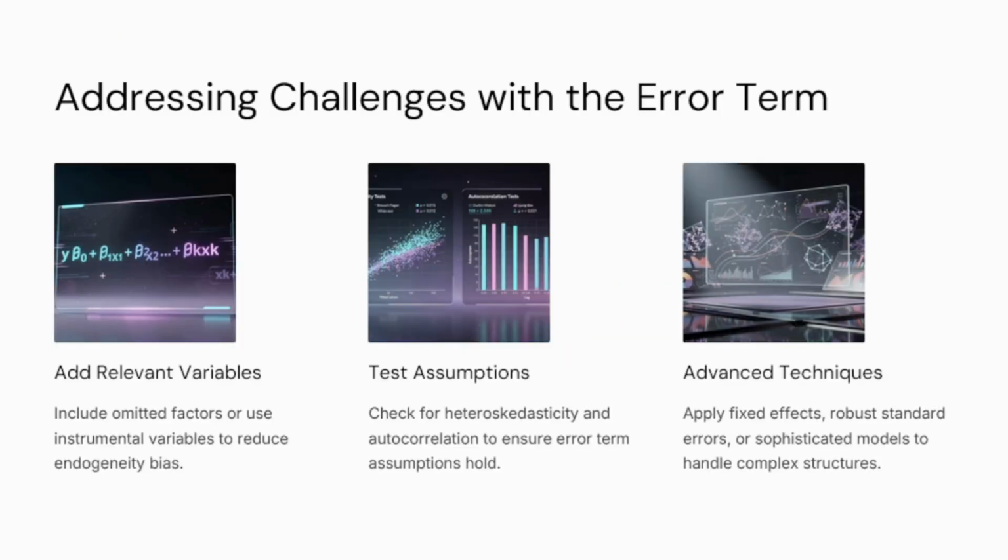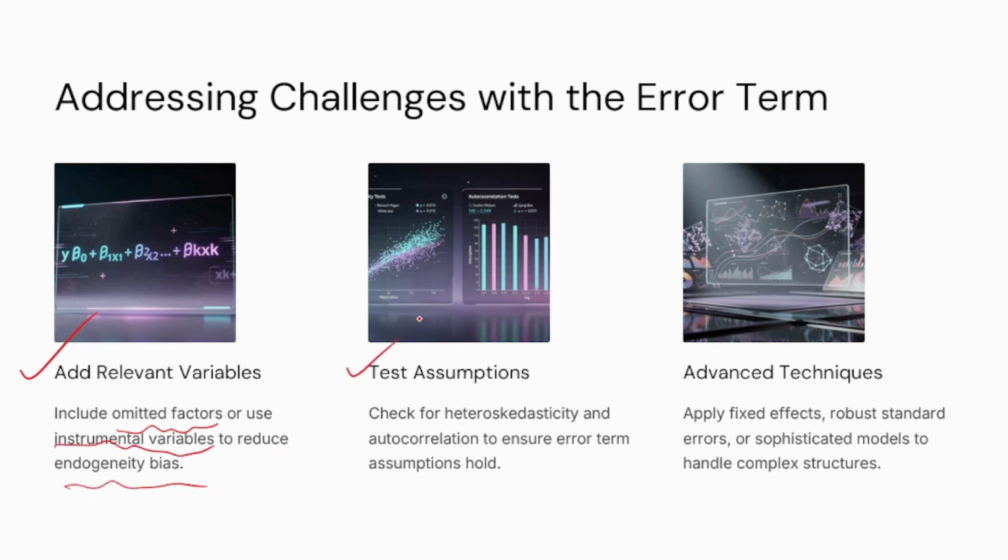Next is addressing challenges with the error term. If there is error in the model, we can minimize the error by several methods. First one is we can add the relevant variables which are omitted from the model. And if the omitted variable is not measurable, we don't have the data, we can use the instrumental variables in that place in order to reduce the endogeneity bias.